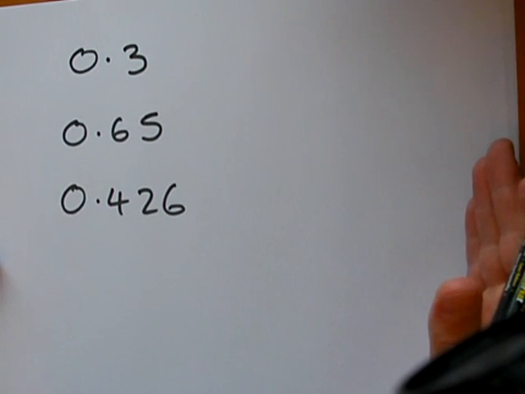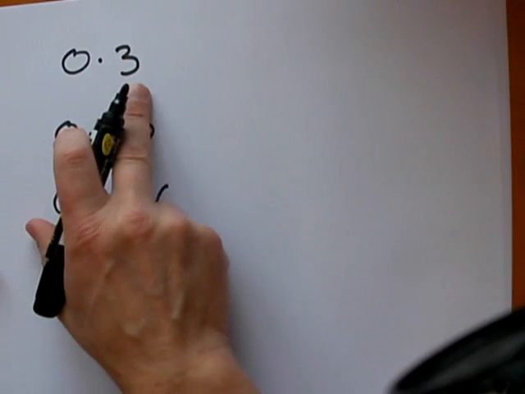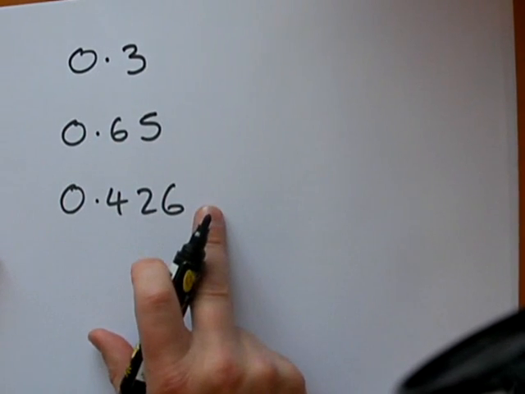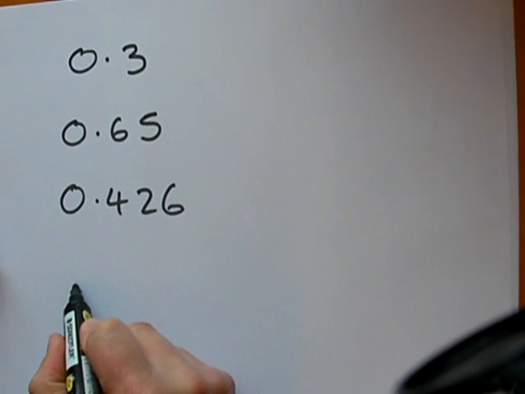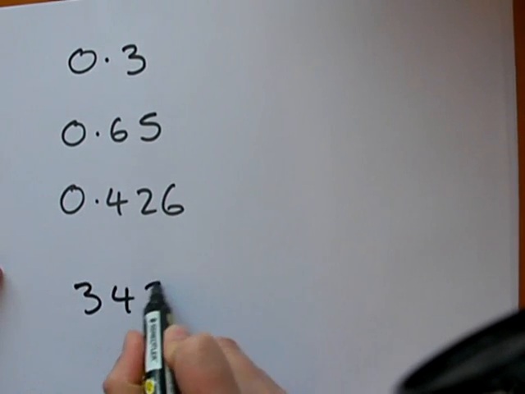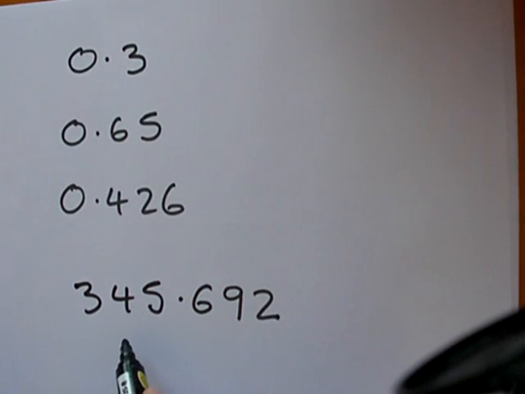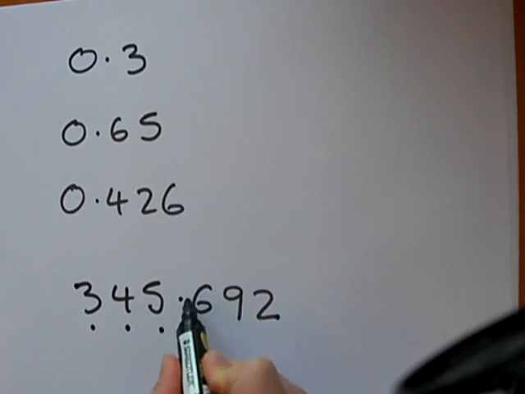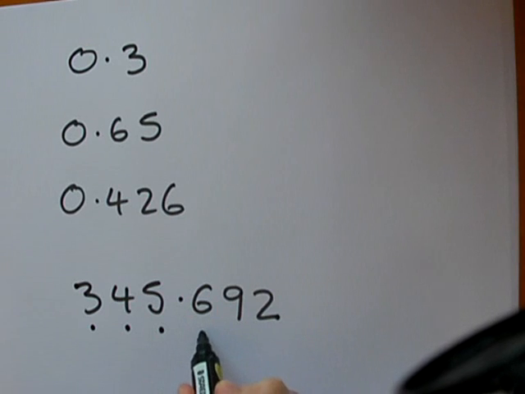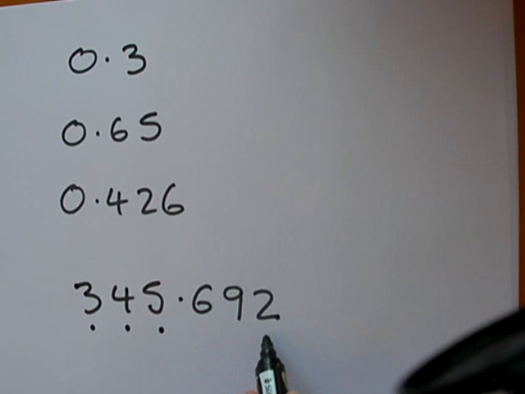Now, in order to work out what these decimals are as fractions, we have to remember what each of these decimal places mean. If I take a number like, for example, 345.692, what we need to remember is that the 3 means 3 hundreds, 4 tens, 5 units, and the decimal point tells us that this is 6 tenths, 9 hundredths, and 2 thousandths.